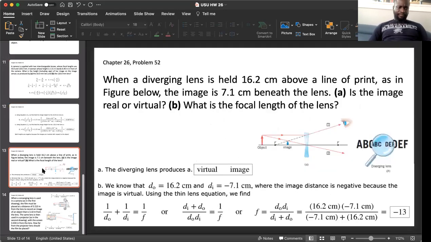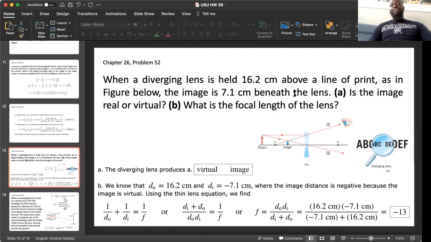Okay, next, chapter 26, problem 52 says, when a diverging lens is held 16.2 centimeters above a line of print, as in the figure below, the image is 7.1 centimeters beneath the lens. Is the image real or virtual? What is the focal length of the lens? So this is really easy. From here, we get the object distance to be that. Image distance is negative.